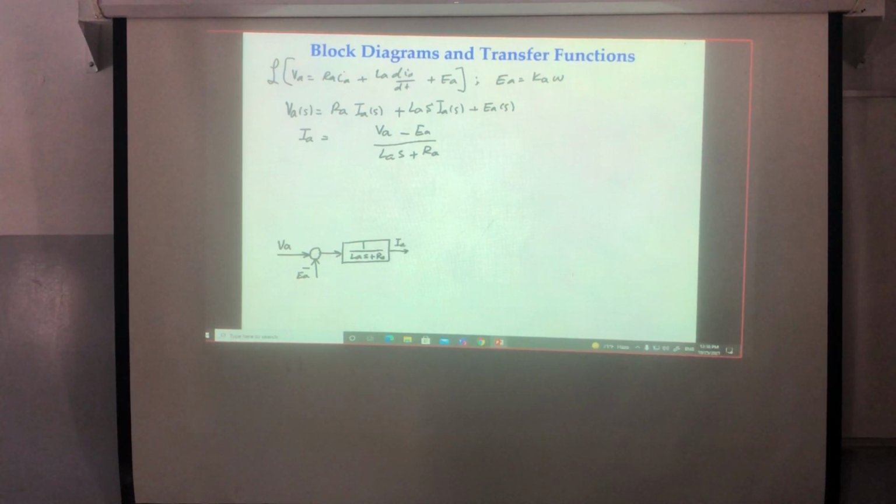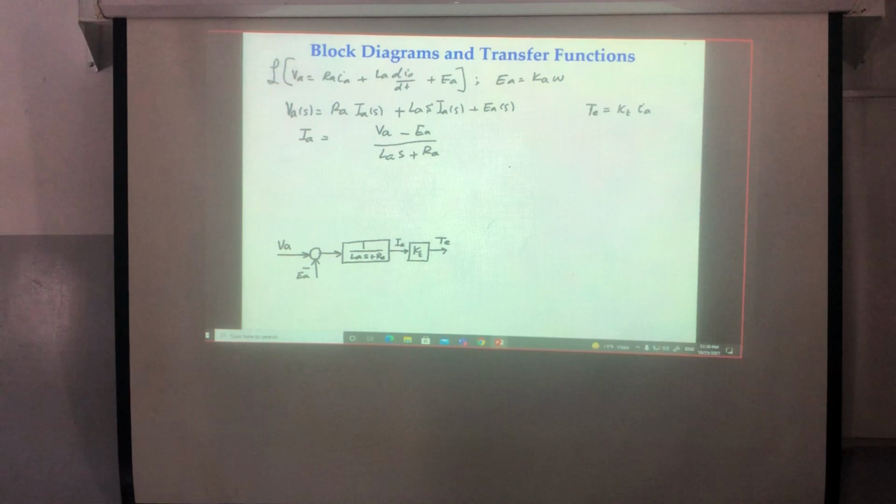The output is IA. Now, do you remember TE was equal to the torque constant multiplied by IA? So in terms of Laplace, TE is KT times IA of s. If I multiply this one by the torque constant, I will get TE.